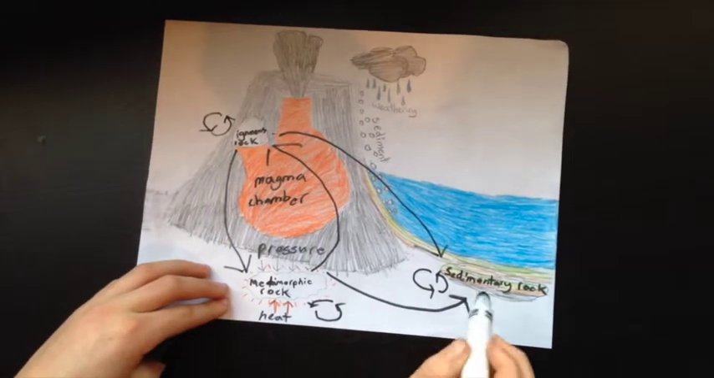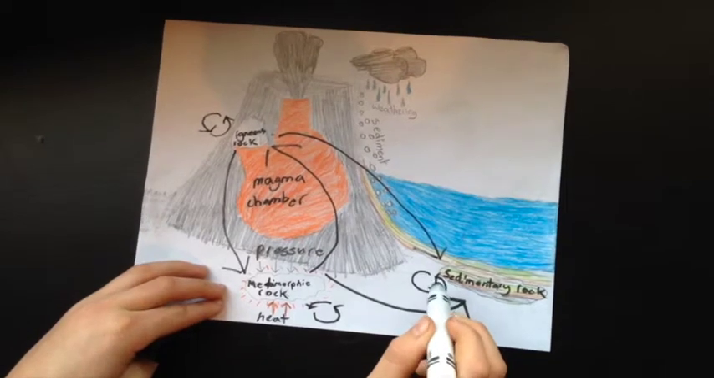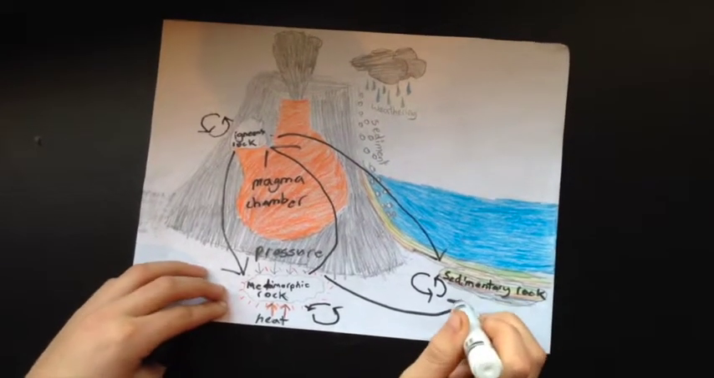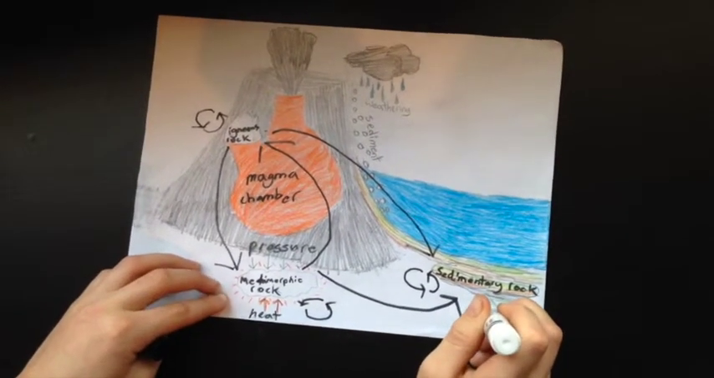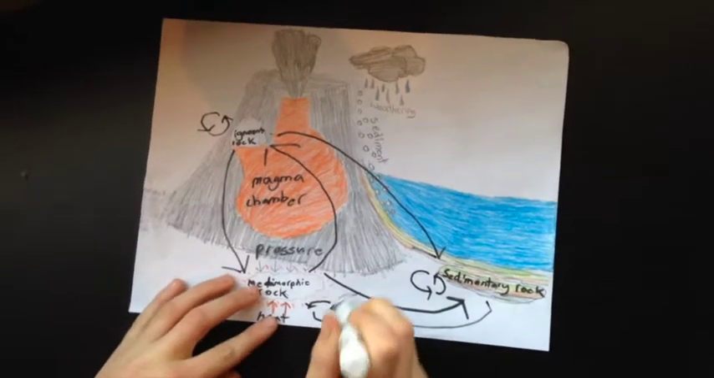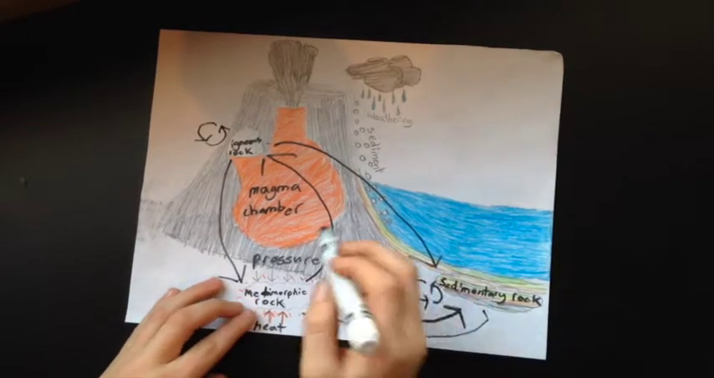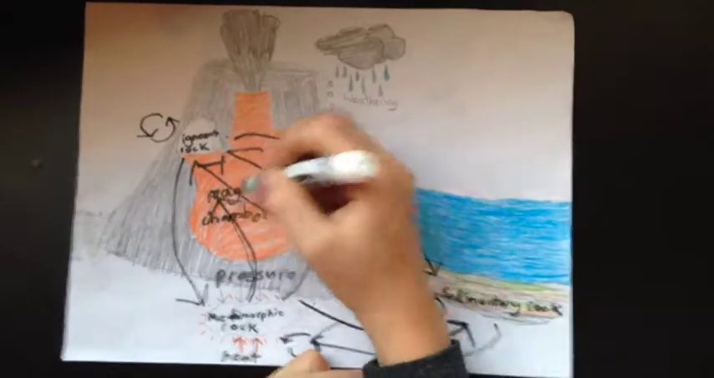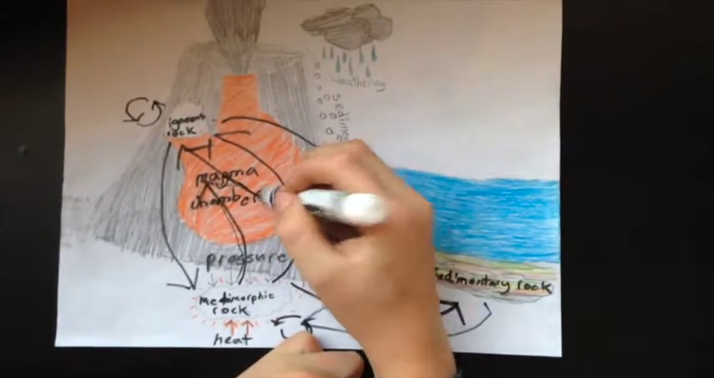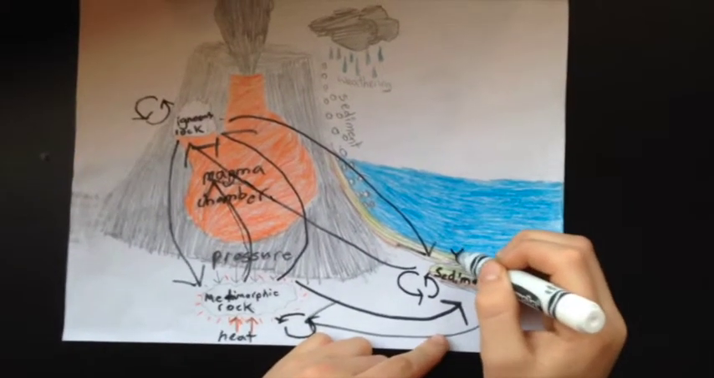Metamorphic rocks can melt and cool, which will change them into igneous rocks. Sedimentary rocks can melt from the heat of the Earth's core and cool into igneous rocks. These are the changes that happen in the rock cycle. So as you can see, all rocks can change into every other rock.